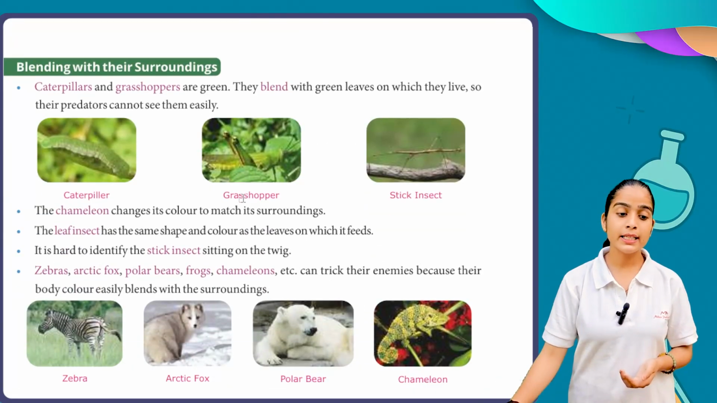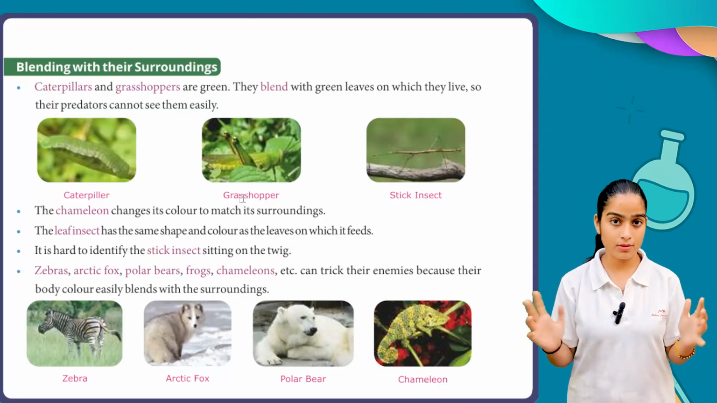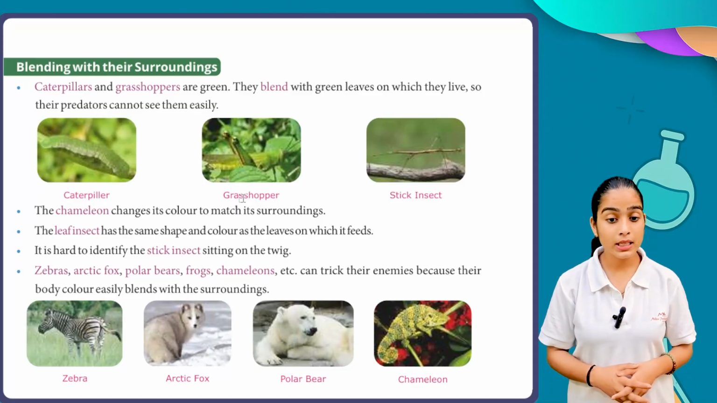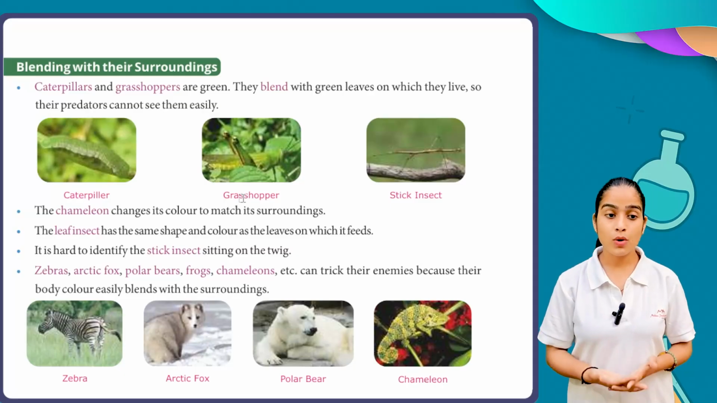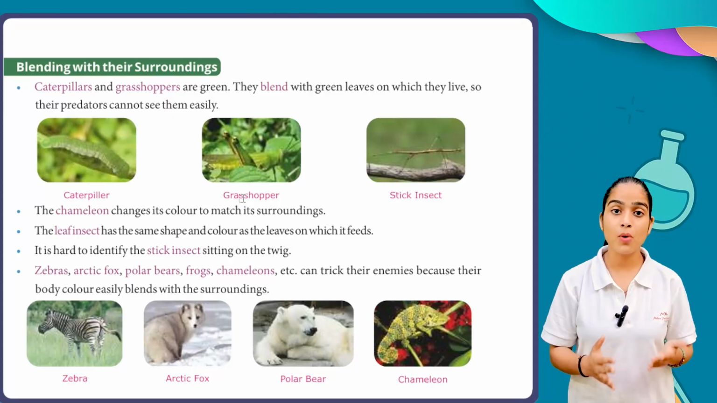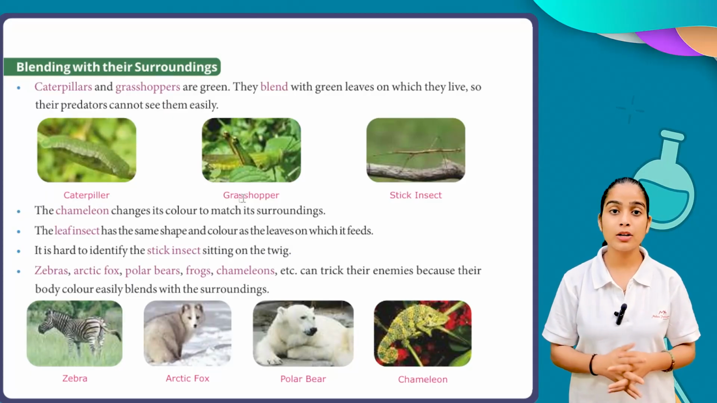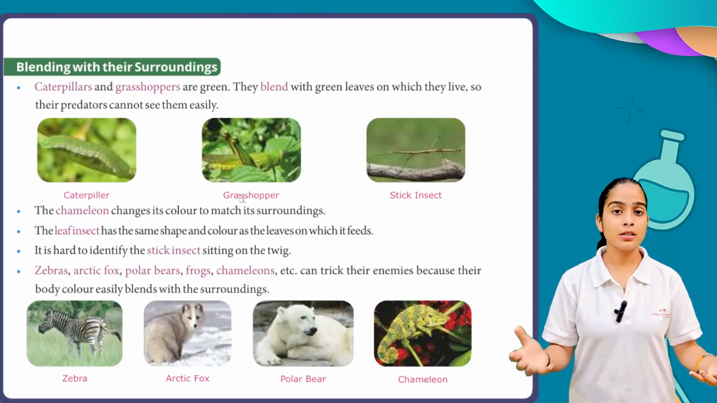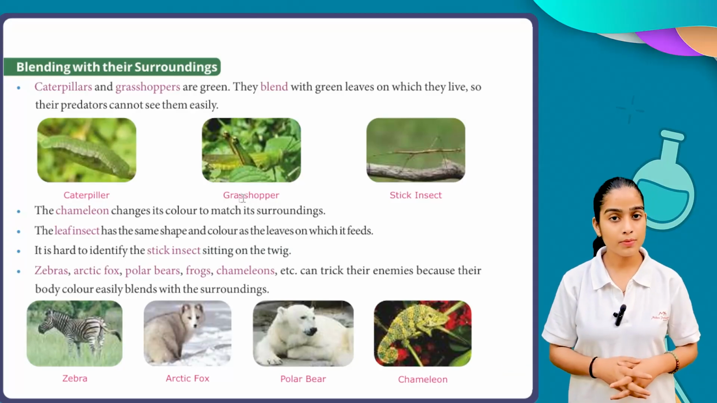Next, we have blending with their surroundings. According to their surroundings, animals can blend themselves. Caterpillars and grasshoppers are green. They blend with the green leaves on which they live, so their predators cannot see them easily. They change the color of their body, so the habitat and the color of the body are the same, and the predator cannot tell who is the prey, and they can simply protect themselves.